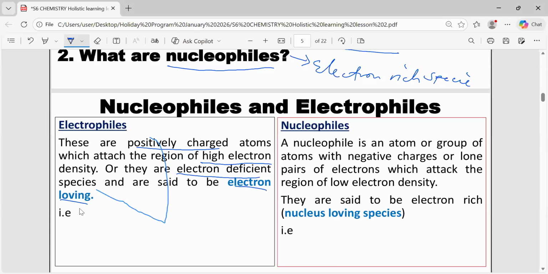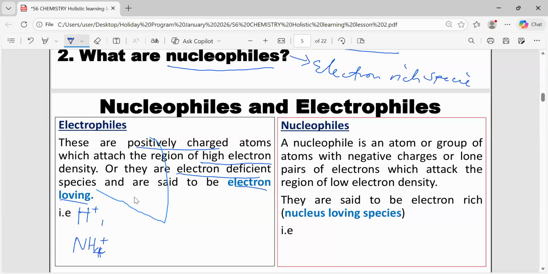Okay, we can have some of them. We have hydrogen ion, which is positively charged, and therefore it moves towards the high electron density, or the area which has electrons. Number two, we can have ammonium ion. Good. Robert, thank you. That is good.